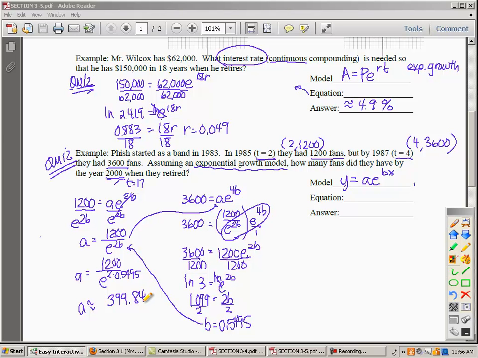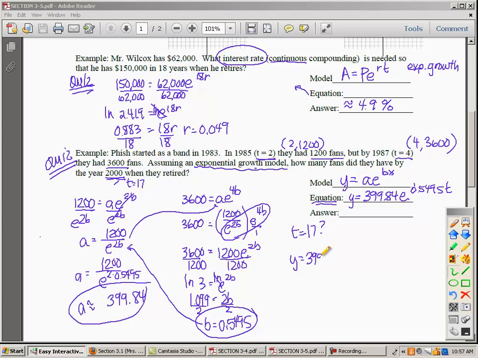Okay, so what I'm going to do is take this a and this b value and I'm going to plug it in to write my general equation. And my general equation will then say 399.84 e, and then b is to the 0.5495t. And this is the equation then we're going to use to actually answer our question. So if our question was, how many fans in year 17, then what we're going to do is plug a 17 in for t.